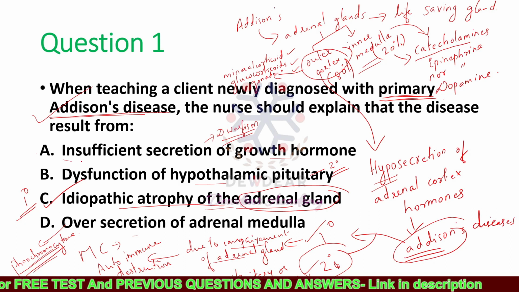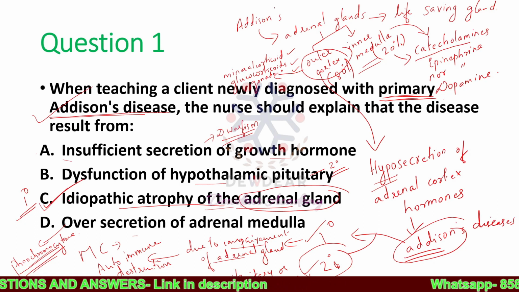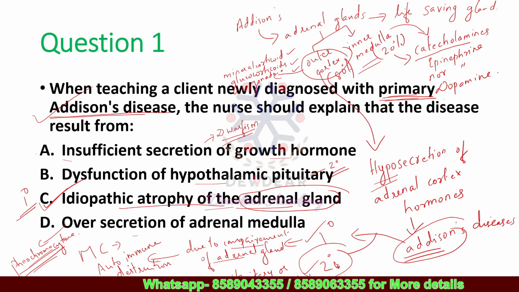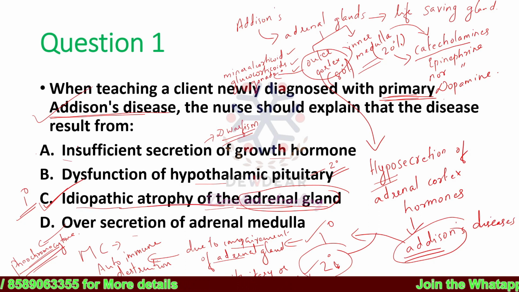With this explanation of the answers, it is now clear that option C is the correct answer, idiopathic atrophy of the adrenal gland. Primary Addison's disease is mainly caused by impairment of the adrenal gland, which can be autoimmune destruction leading to atrophy of the adrenal gland. So the correct answer here is option C. In Addison's disease, I hope this is clear to you.